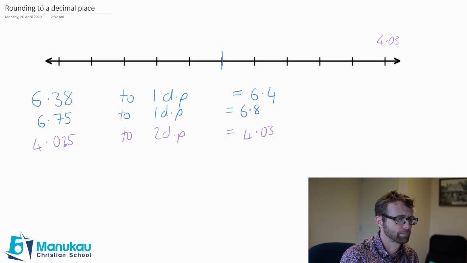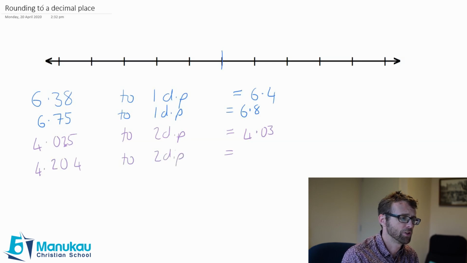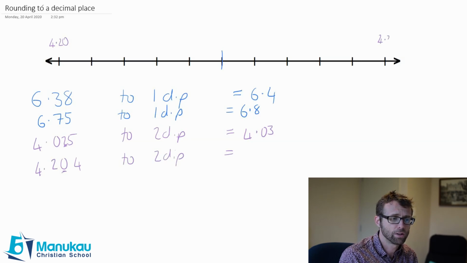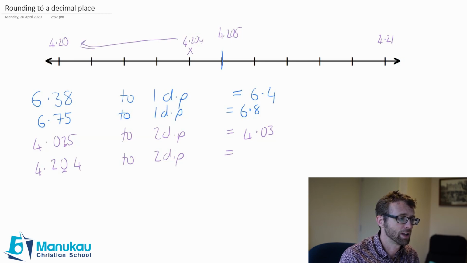Let's try another one. Let's try something like this one, 4.204. And we want to do that also to 2 dp. And the first step is to think, okay, well, if we're looking at 2 decimal places, we're going to go 4.20, and it's got to be between 4.20 and the only other possibility is 4.21. Those are the 2 options, and where does this fall? 4.20, 4.201, 4.202, 4.203, 4.204. That's where we are, here. And this is midway, which would be 4.205. So you can see that this is closer to 4.20, so we're going to round down to 4.20.